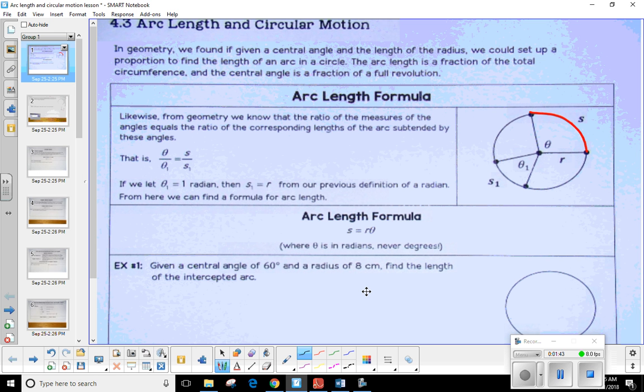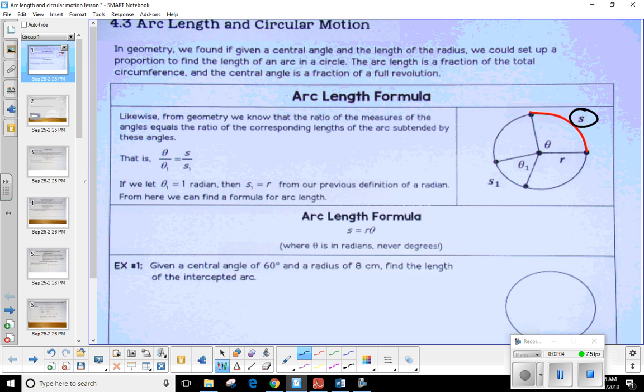So again, we have another one of those mathematical definitions that's about as clear as mud. You had to read it a couple of times to make sure. But in other words, we're going to take a ratio of the angles, just like we were talking about here. So theta to theta sub 1 equals S to S sub 1. And now we're referring to S as that arc length that we're looking for.